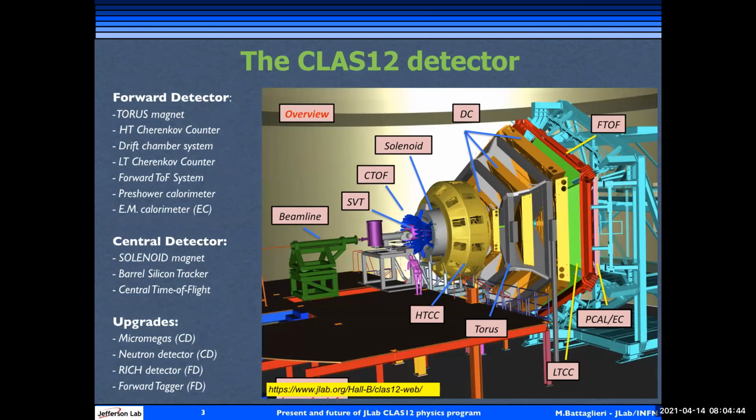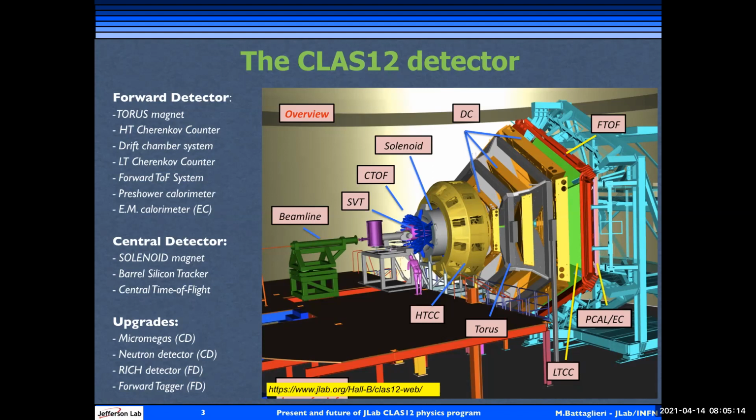It is made of 2 different parts, the forward detector and the central detector. The forward detector is based on the torus magnetic field up to 1.5 Tesla, instrumented with Cherenkov counters for the electron identification, drift chambers for tracking, and also the electromagnetic calorimeter, again for electron and neutral particle identification, plus a time-of-flight system for particle ID.